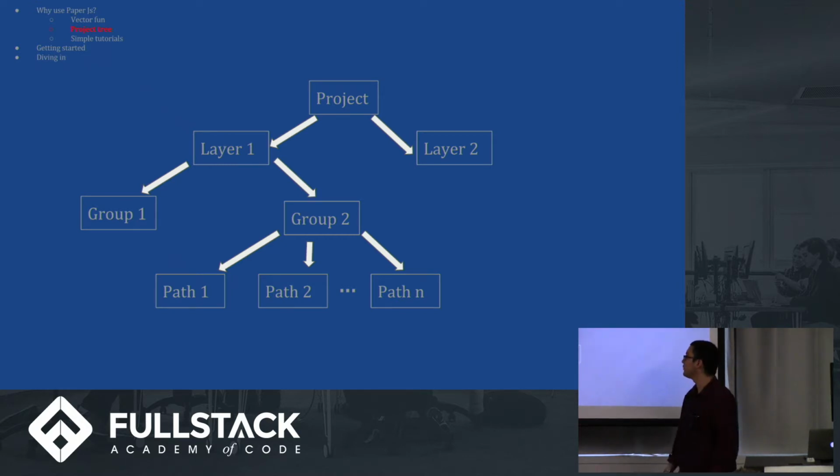These paths can be grouped into groups. So a group is just a collection of paths. That's really all it is. And then a layer is any combination of groups and paths. And really all a layer is, is a group with added functionality that you can layer them on top of one another.